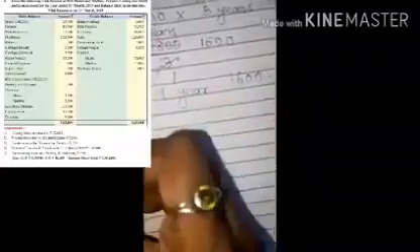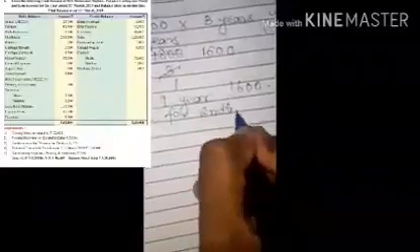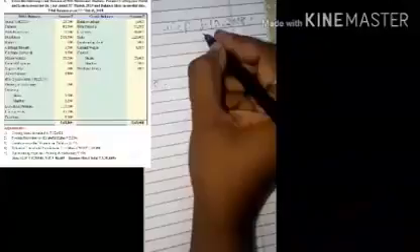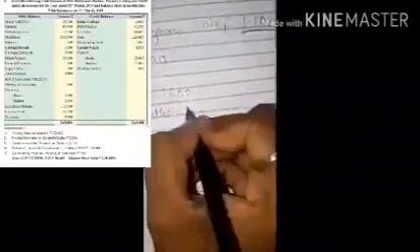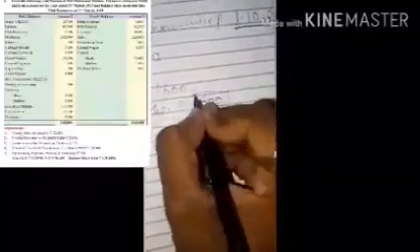1,600. So for 6 months. Why 6 months? Because with effect from 1st October 2018. That means from 1st October we are taking the advertisement, and from 1st October till 31st March 2019, how many months? 6 months. For 1 year 1,600. So for 6 months it will be 800. So 800 is our advertisement expense for this financial year.